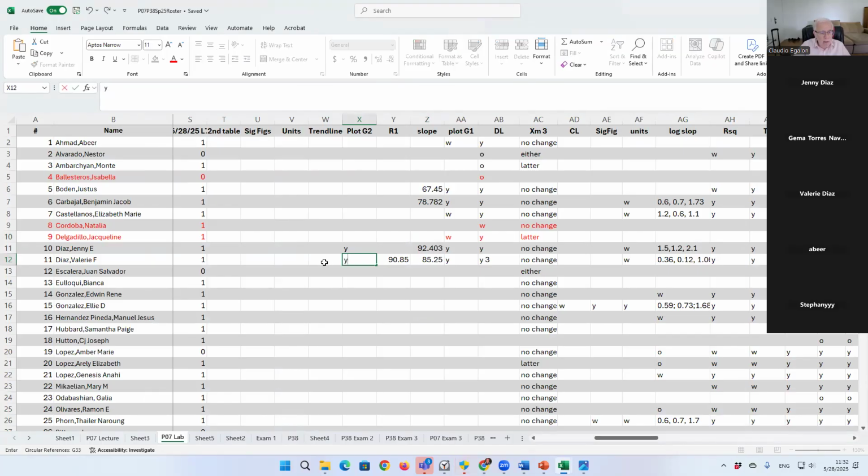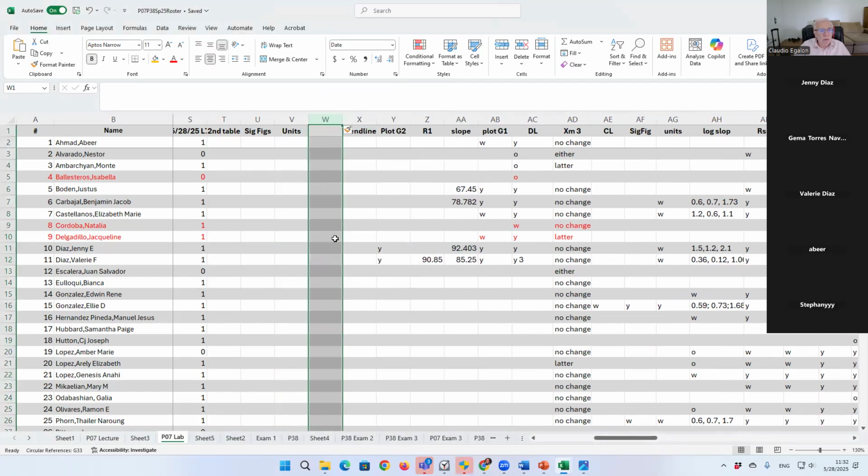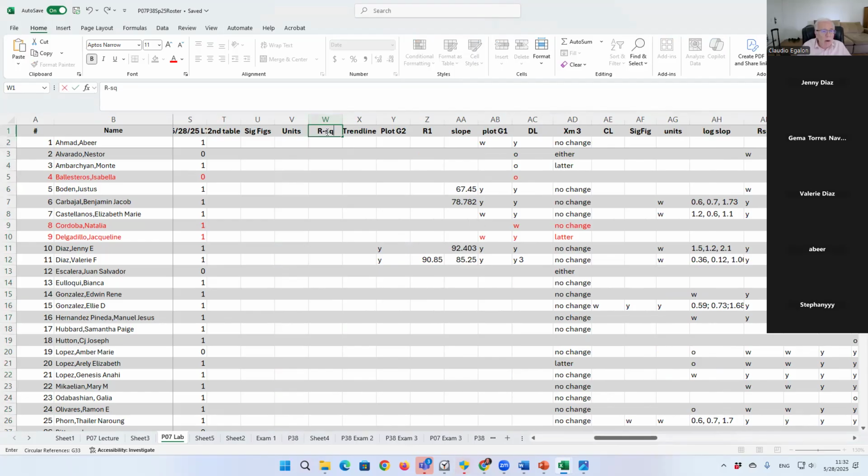Mm-hmm. Okay. So did you get the trend line in terms of the polynomial third power? Mm-hmm. Okay, so let's see. Let me get another. What's your R square? 0.9978. Okay, that's a good R square.